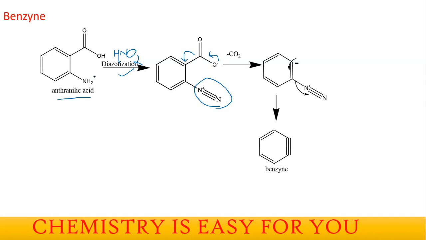So first with HNO2, anthranilic acid gets diazotized, and this particular species will be formed. Then CO2 will be removed from this to form a negative charge at this position. Then the negative charge will be moving here, and the N2 will be going out, minus N2, and we will get benzene. Instead of HNO2, they can also give NaNO2 and HCl as well. That is both for diazotization itself. So either they can give HNO2 directly or NaNO2 and HCl. So the intermediate is benzene.